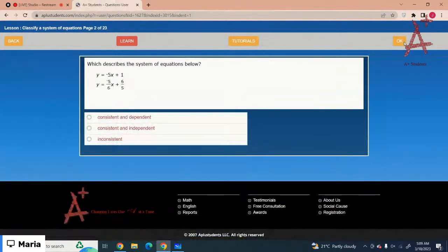Okay, the next one is y equals negative 5x plus 1 and y equals negative 5 over 6x plus 6 by 5. So again, for both the equations, the slope is different and the y-intercept is also different, isn't it? That means the system is consistent and independent. Got it? So it would be consistent and independent.